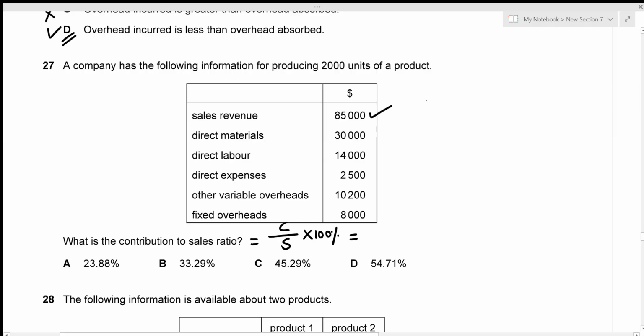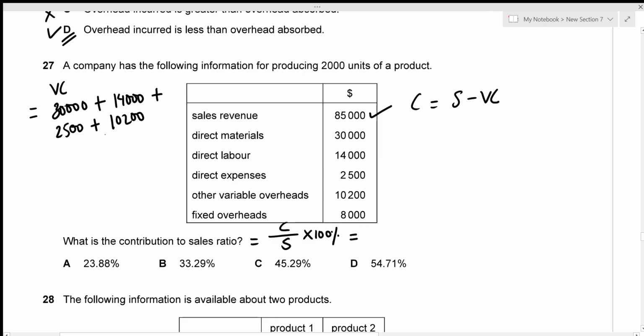And we know that contribution is equal to sales minus variable cost. So let's just figure out the variable cost first. So variable cost includes all of the direct costs. So that's going to be direct materials of 30,000 plus direct labor of 14,000 plus direct expenses of 2,500 plus other variable overheads, which is 10,200. So this gives the total variable cost of 56,700.